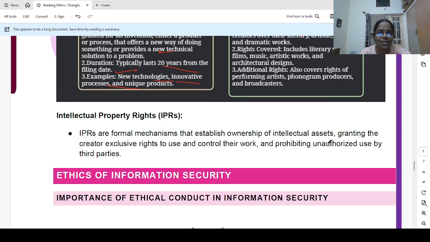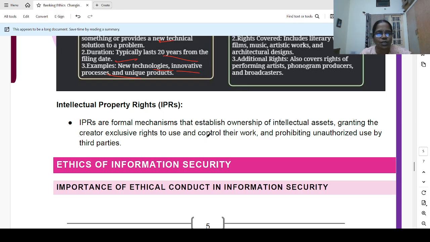Intellectual property rights, IPR, is a formal mechanism that establishes ownership of intellectual assets. Those who have intellectual skills can have their skills protected through IPR, whether based on an innovation that belongs to patents or one that belongs to copyright.